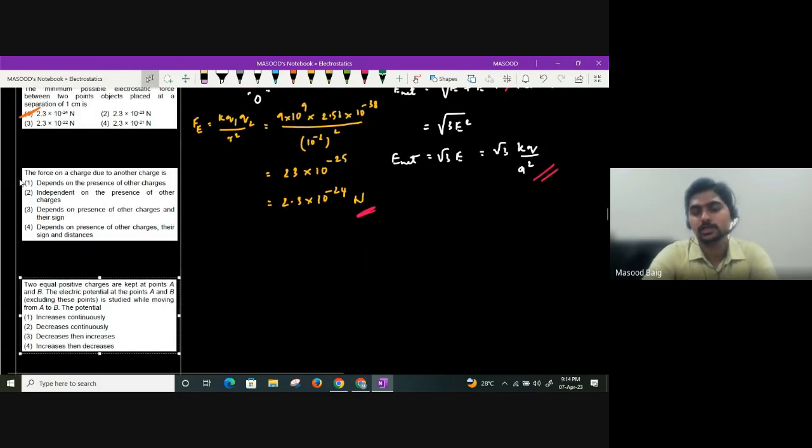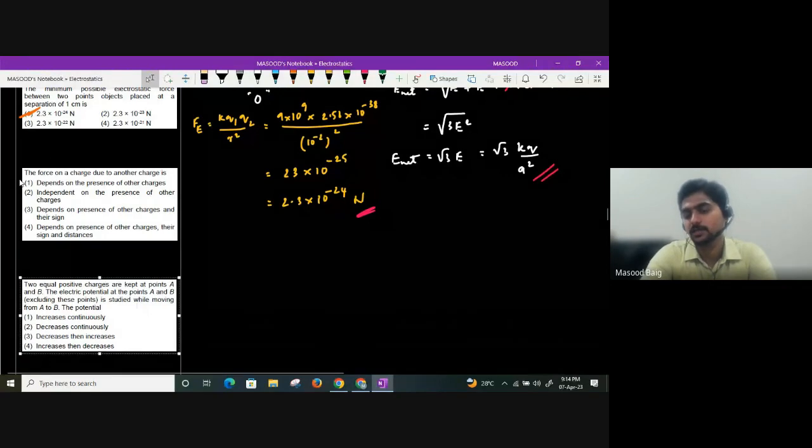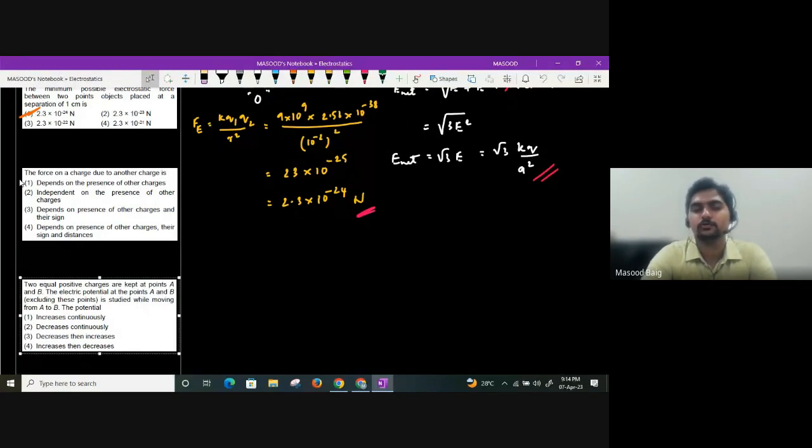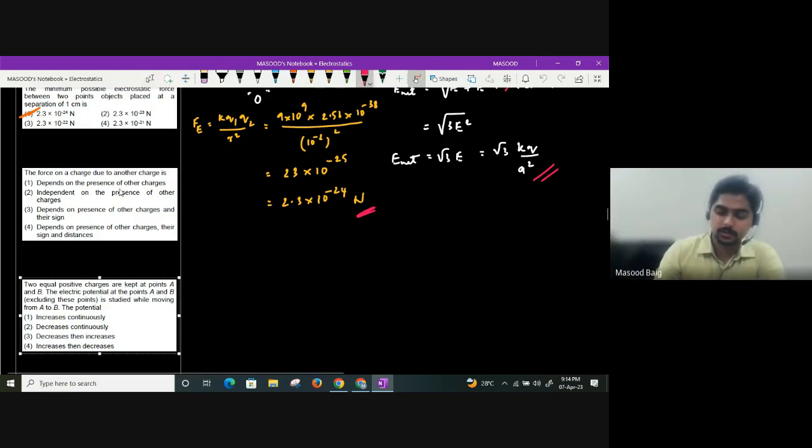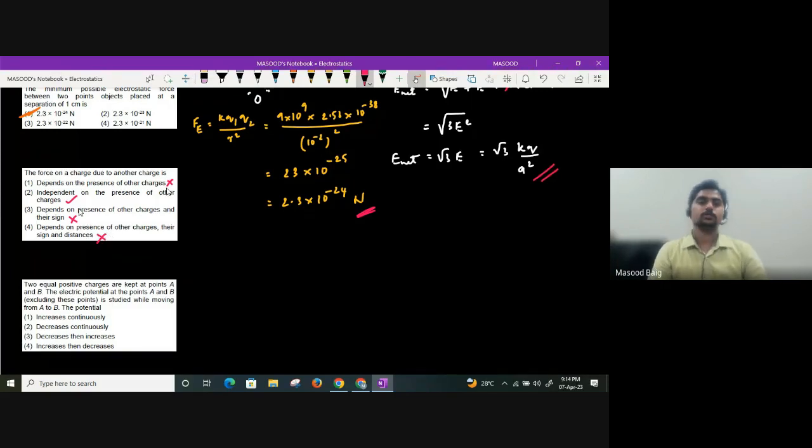Force on a charge due to another charge. Again, the statement was given yesterday, guys. Whenever we are trying to find the force on one charge due to the other, will that expression include the third charge, guys? No, it is not going to include the third charge. Direct statement. Depends on the presence of other charges? No. Is independent of the presence of the other charges? Yes. Depends on the presence of other charges and their sign? Not at all. Depends on presence of other charges, their signs and distances? Also not, guys. So it is independent of the presence of the other charges.